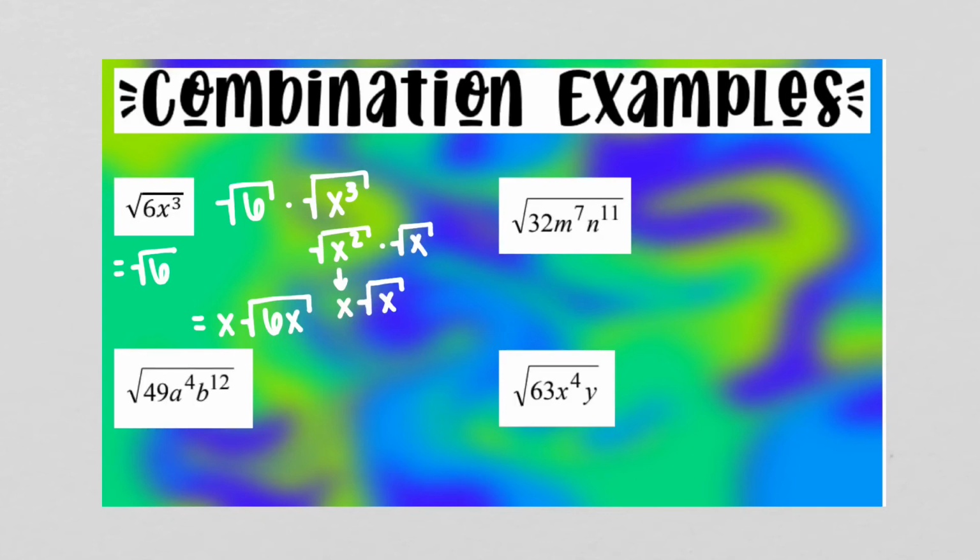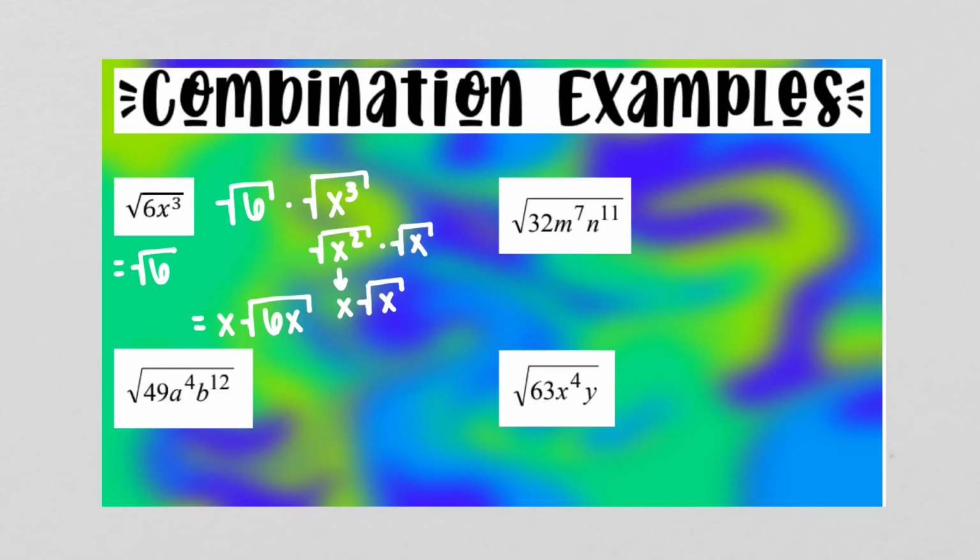Now there are a lot of steps in here that you can skip. I'm going to do one more in-depth example, and then the other examples I am going to skip steps just to show that you don't have to write it all out. So this example over here, the square root of 32, m to the 7th, n to the 11th, that's what I'm going to work on next.